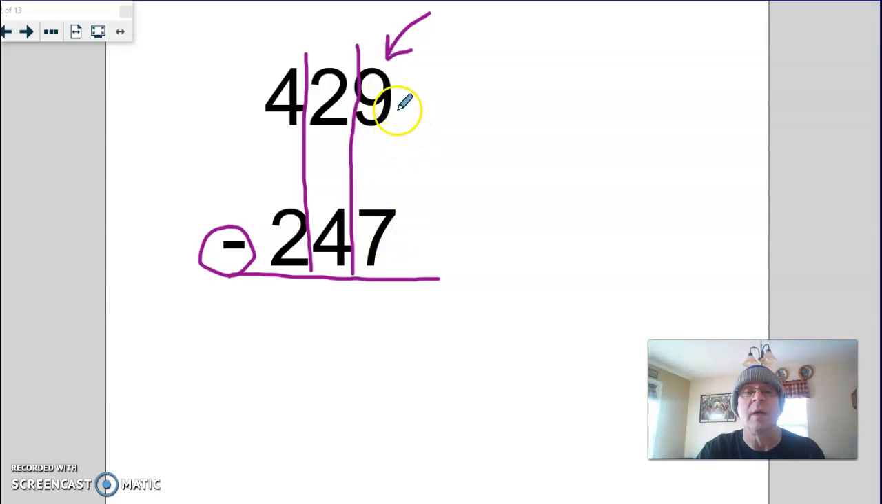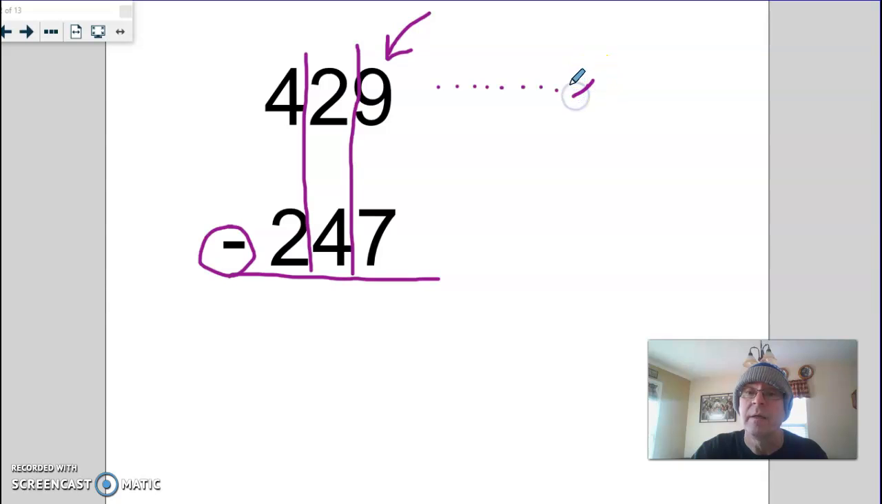Because what we're doing is we're starting with this number and we're taking some away, right? So we've got 9 things: 1, 2, 3, 4, 5, 6, 7, 8, 9. And we're taking away 7, right? So this top number has got to be bigger than the bottom number or you can't do it. You won't have enough, right? So we're going to go over here and we're going to take 7 away from 9, because 7 is smaller than 9. So we're good here. The top number is bigger.